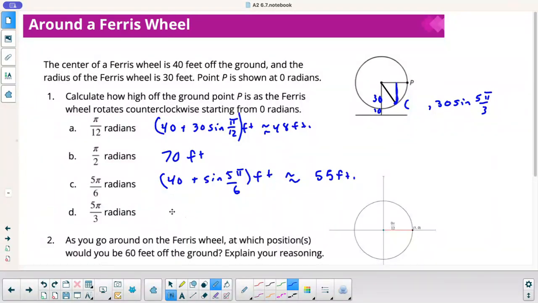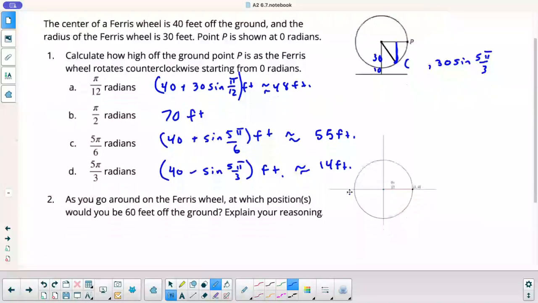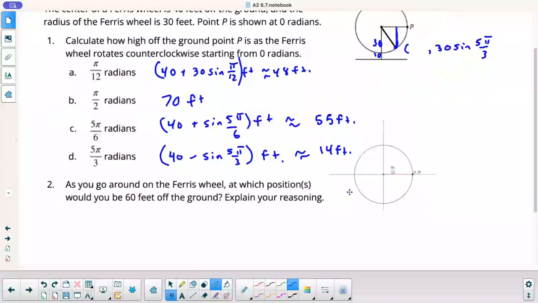So really, I need to do 40 minus that distance to get how much is left, how much is off the ground. So 40 minus 30 sine of 5 pi over 3. That'll be my answer in feet, okay? Again, radian mode, type it into your calculator. I think it gives me about 14 feet.